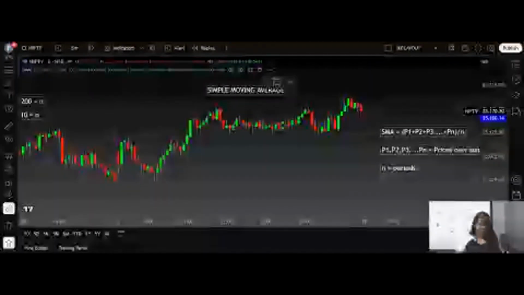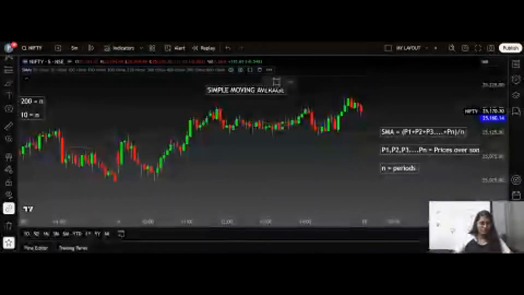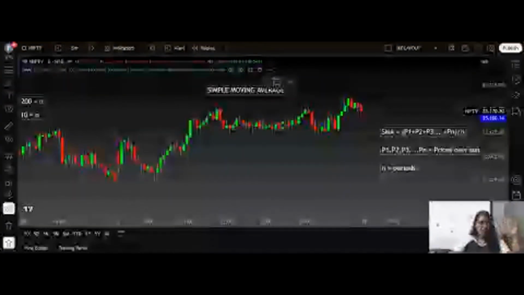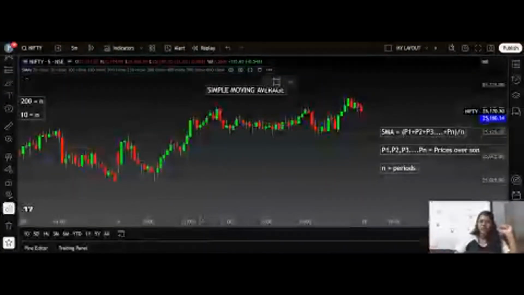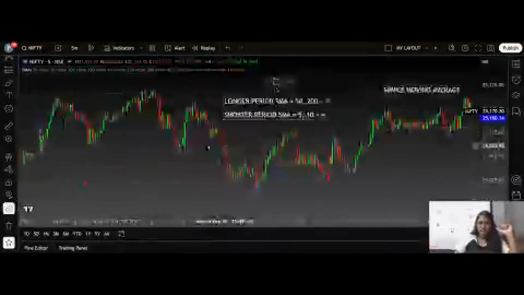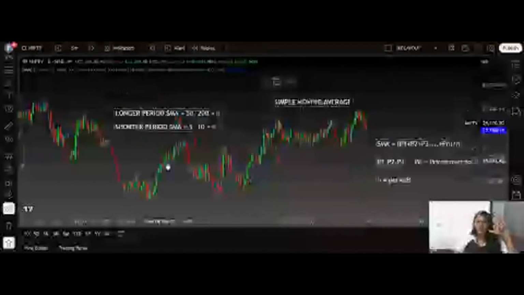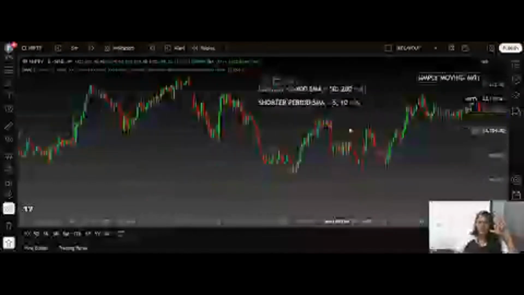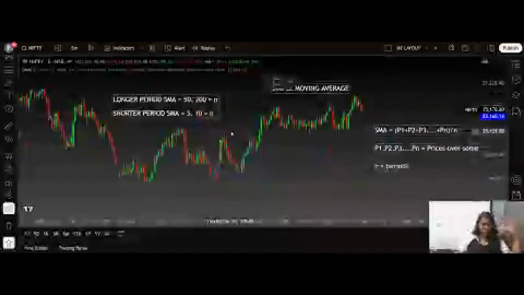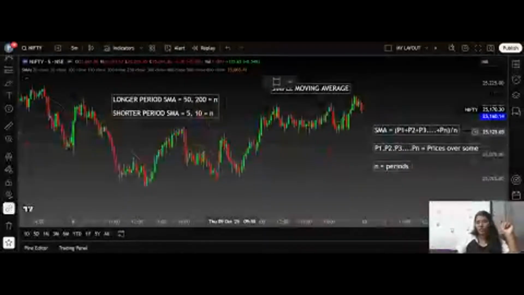Now, the last thing but not the least: what this SMA represents and how traders use SMA. We saw that this is the SMA. This is a single period SMA, but how do traders use it? If the price crosses over the SMA, then we can call it an uptrend.